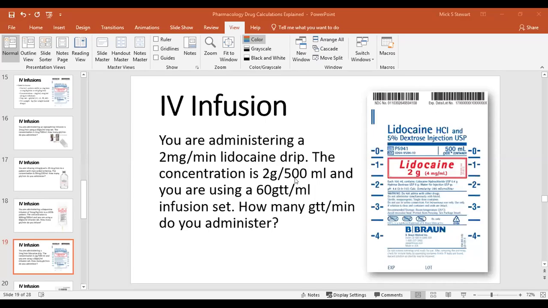All right, so this time we're going to be administering lidocaine, 2 milligrams per minute. Again, this is not weight-based. We've got a concentration of 2 grams in 500 mLs using a 60 drop set.